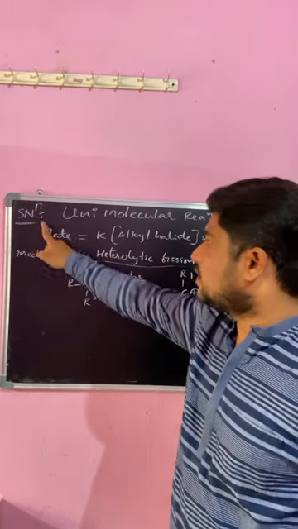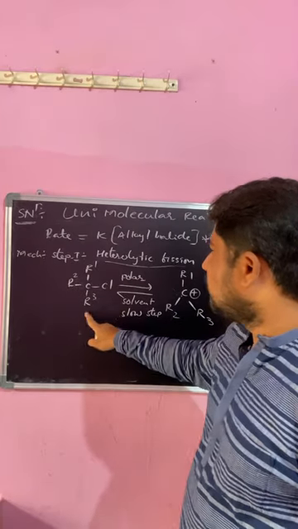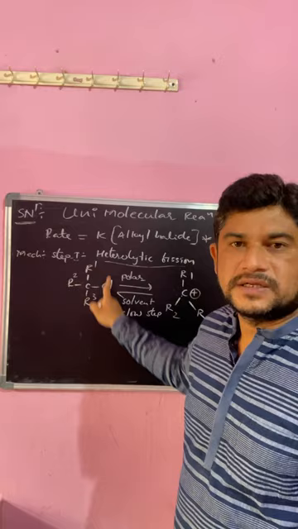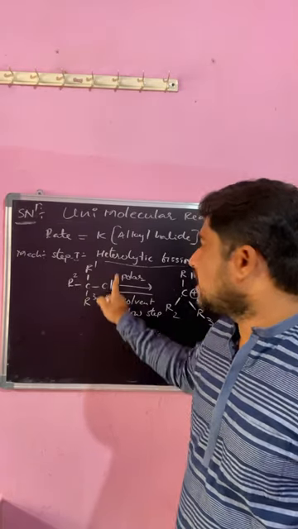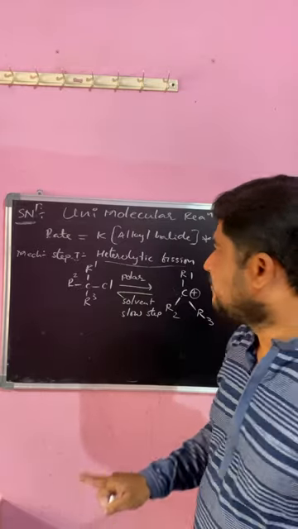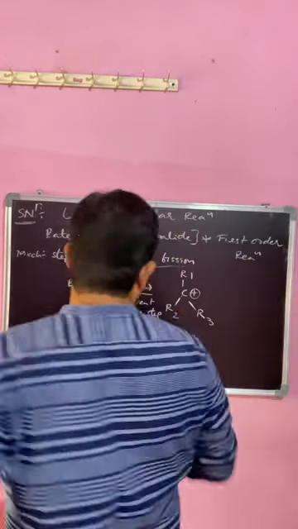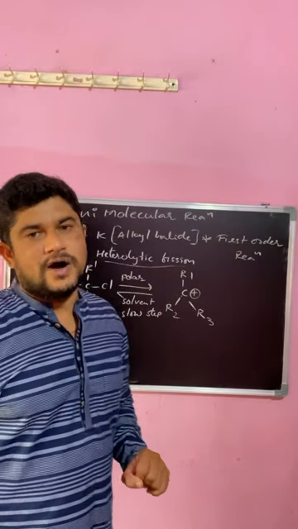That's why it is called a unimolecular reaction. The rate of reaction only depends upon the alkyl halide concentration, because only alkyl halide participates in the rate determining step. That's why this reaction is called a unimolecular reaction. So in step 1, the carbonium ion is formed.